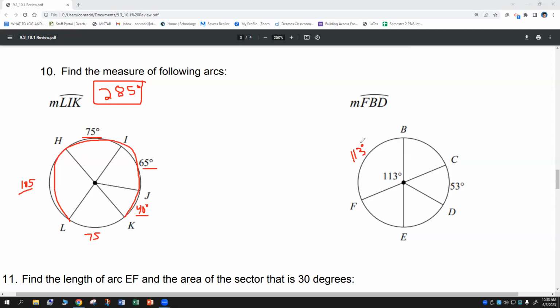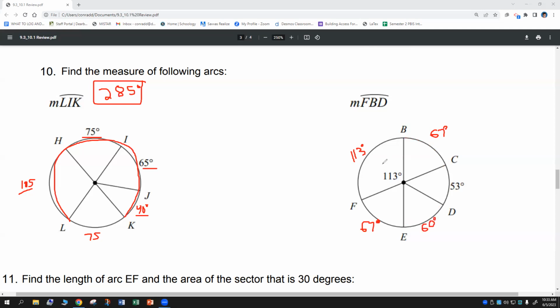So the measure of the central angle is equal to the measure of its intercepted arc. So we have a half circle here. 180 minus 113 is going to give me 67. And then same thing here, 67. Okay, and then these three arcs should add up to 180. So 180 minus 67 minus 53 should give me 60.